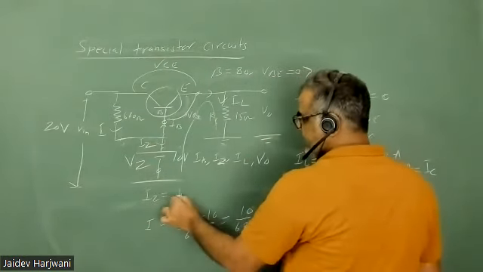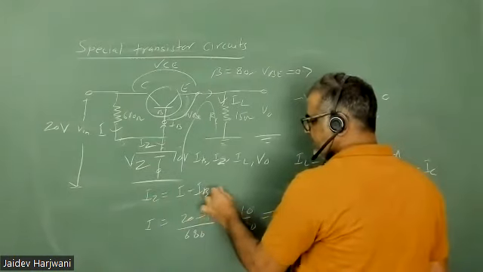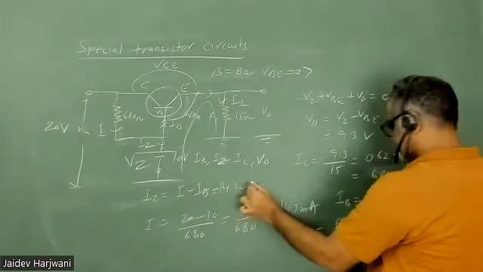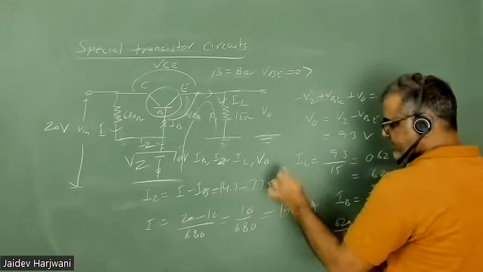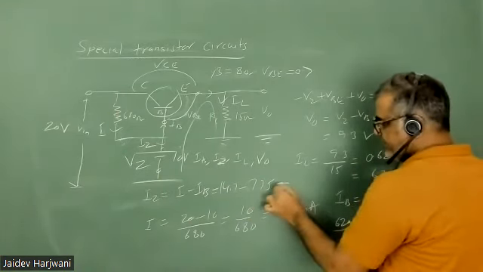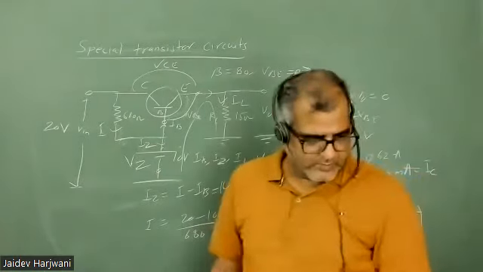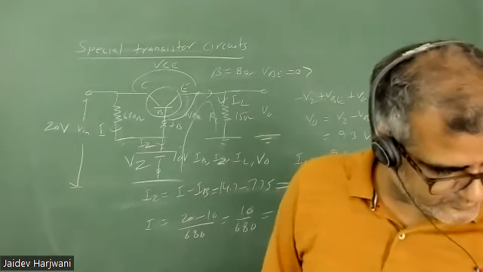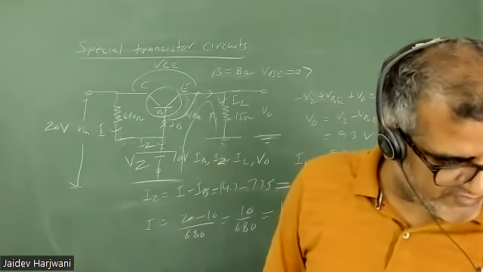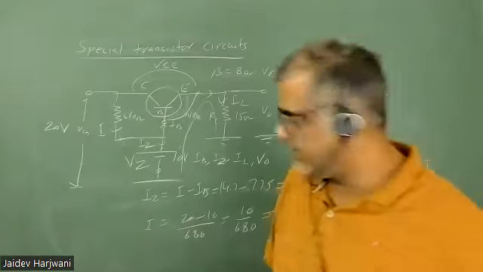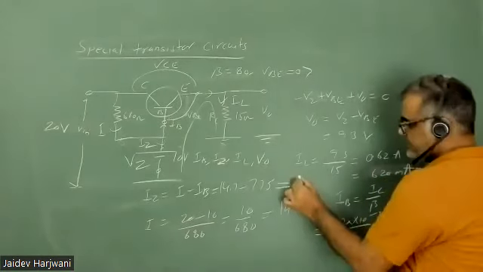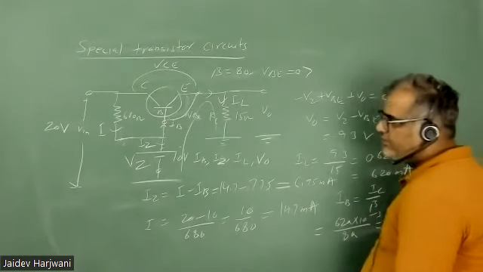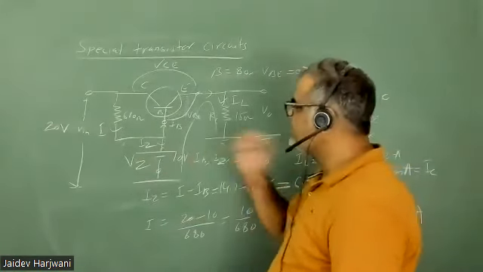So now IZ will be this I minus IB, that is 14.7 minus 7.75 milliampere, and that will give you... what answer do I have? Tell me how much it will come. 6.95 milliampere. Okay, so now you know this I, IB.